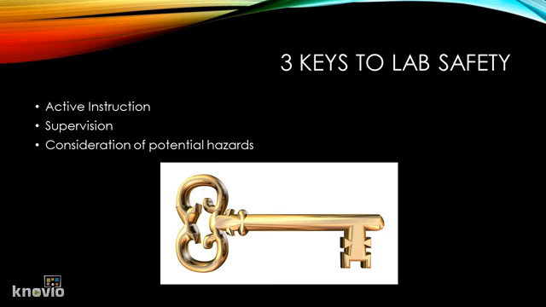Okay, so there are three key components in having a safe lab environment for students. The first of those is active instruction, which means that the teacher has gone over lab protocol with the students verbally. They've talked with the students, they've demonstrated lab safety protocol. They've done something to show students how to be safe in the lab.